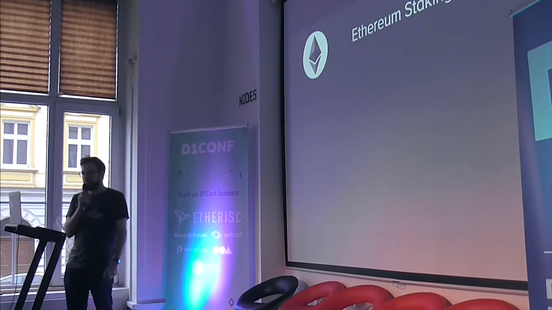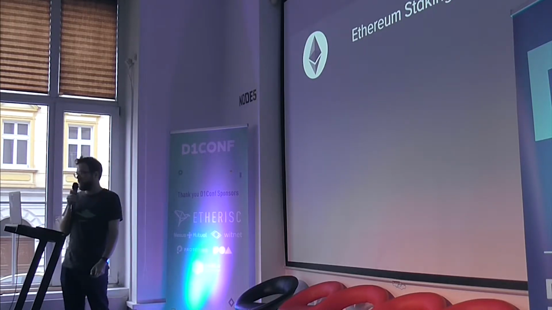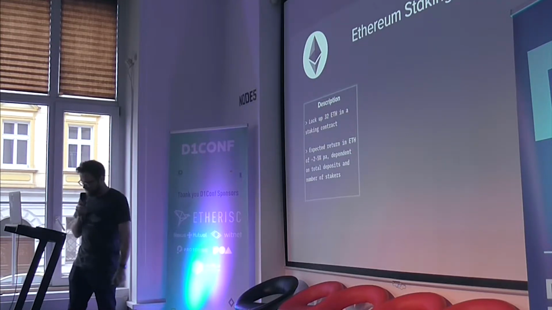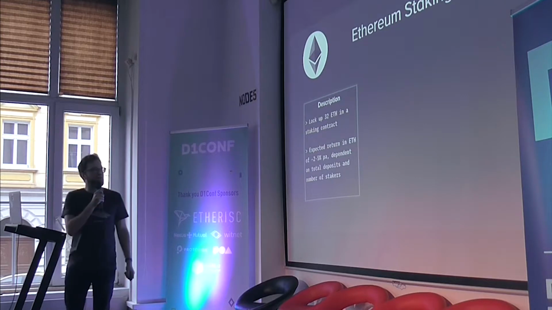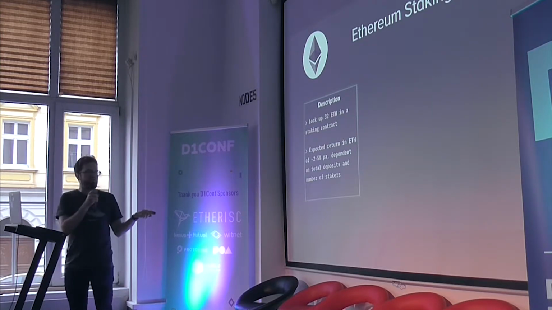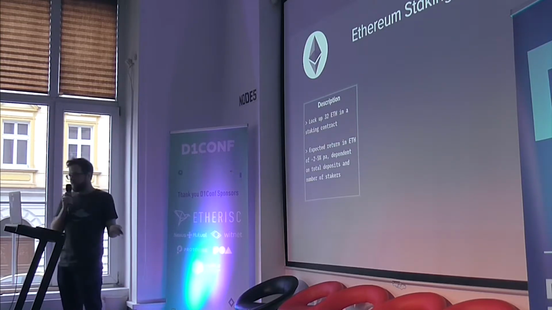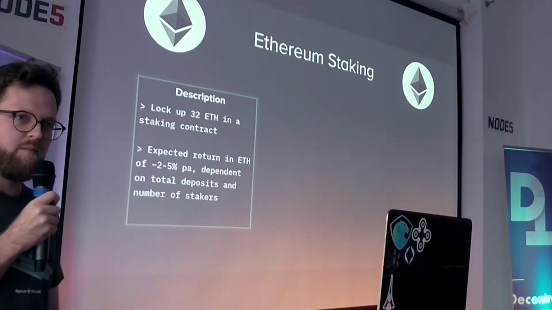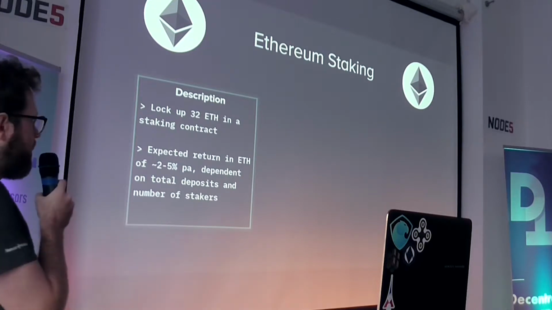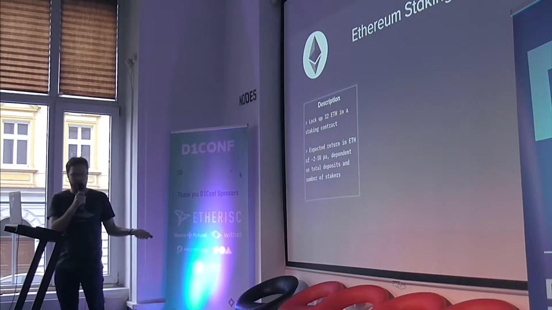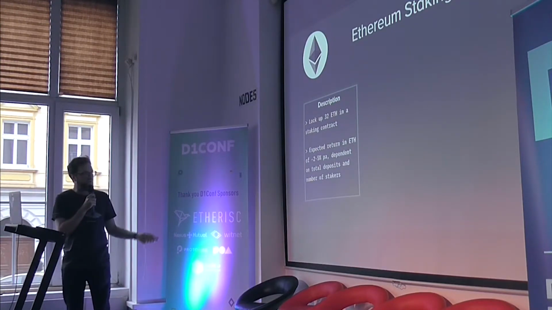One of the most interesting ones at the moment is that Ethereum is moving to a proof of stake protocol. The long and short of it, without getting into too much detail, is you lock up 32 ETH in a staking contract, and you have an expected return in ETH currently posited of around 2 to 5% per annum, and it depends on the total deposits and number of stakers. The more deposits and stakers there are, the lower your return, so they're using it as a mechanism to incentivize more nodes when there are few.